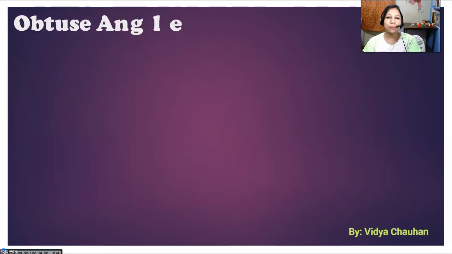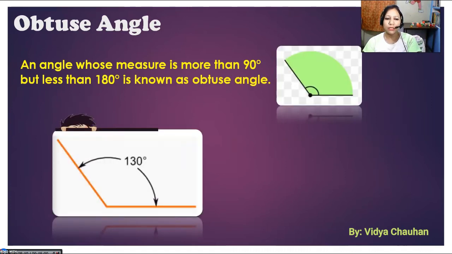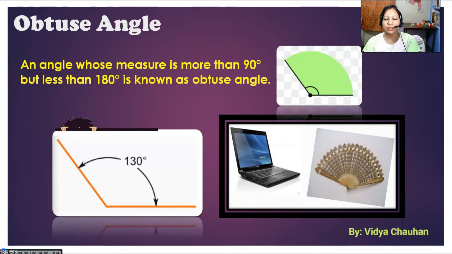Moving forward with the next type of angle, which is the obtuse angle. Obtuse angles are the angles whose measure is more than 90 degrees and less than 180 degrees. As you can see in the picture, the angle formed is 130 degrees. That means it is an obtuse angle. The real life example is the opening of a tablet, or you can say, the opening of a laptop. You can see that the angle between the keyboard side and the screen is always more than 90 degrees. So, it is an obtuse angle.